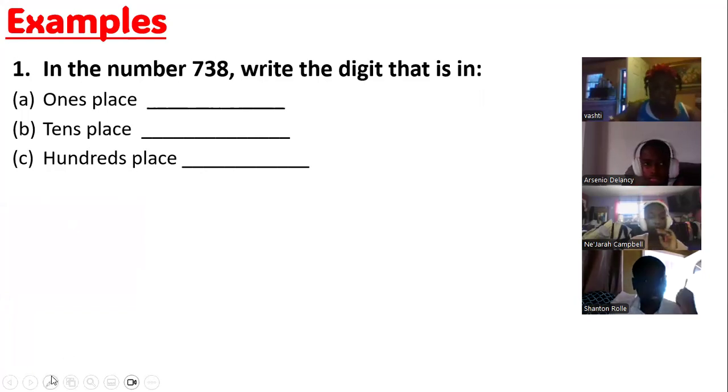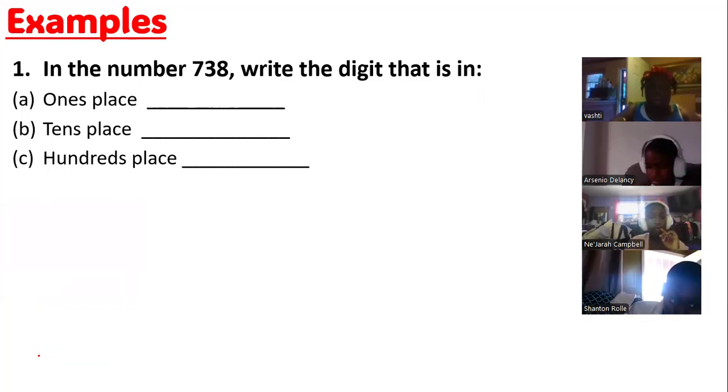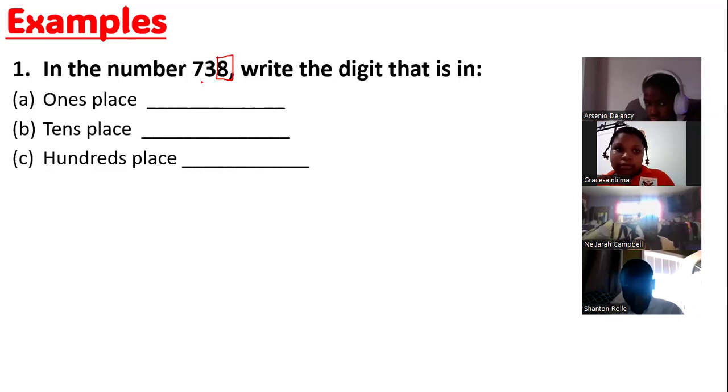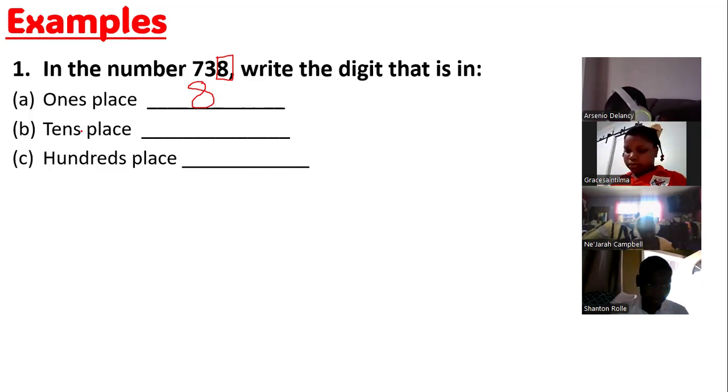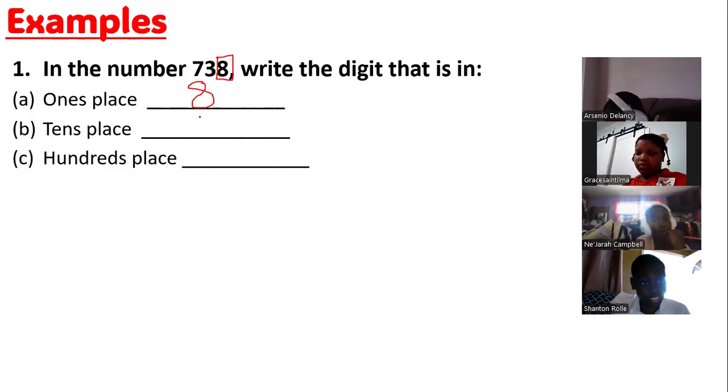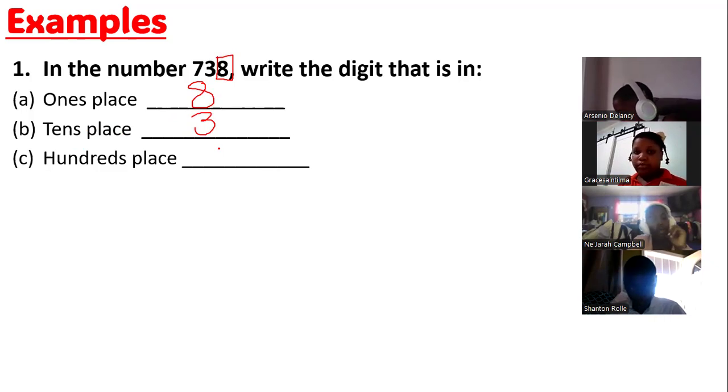8. Do we agree with her? That is 8. Yes, sir. Okay, good. It is 8, so 8 is in the ones place. You write down 8 here. Good. Now part B. You want to write down the number that is in the tens place. The number in the tens place is going to be what? 3. Very good. And finally, what's the number that's in the hundreds place? 7.